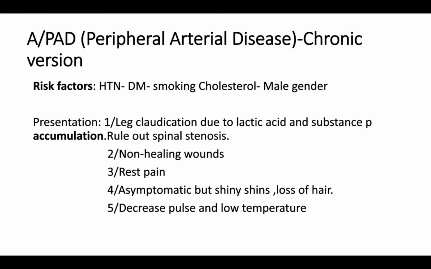The risk factors for chronic limb ischemia include hypertension, diabetes, smoking, cholesterol, and male gender. And why male gender? Because estrogen is protective for ladies. Presentation. The first presentation is leg claudication due to lactic acid buildup and substance P accumulation.